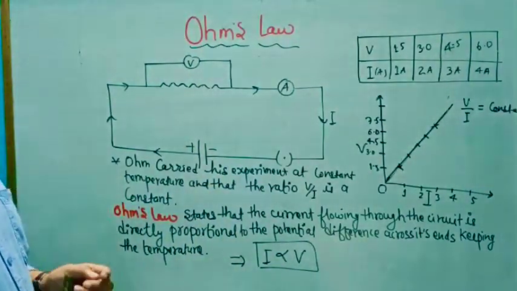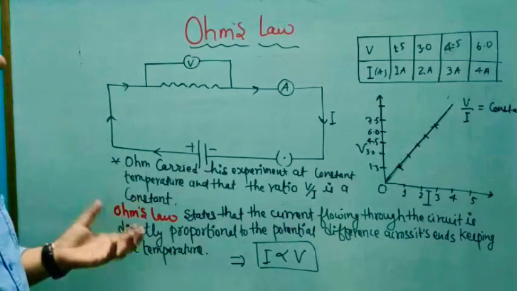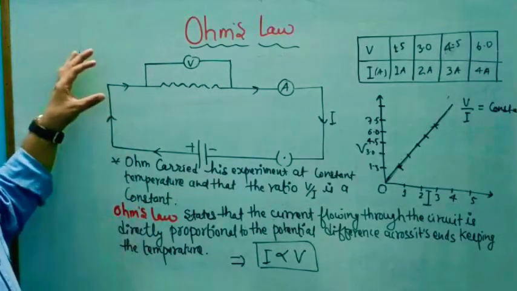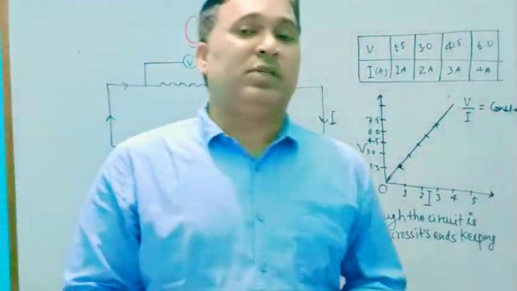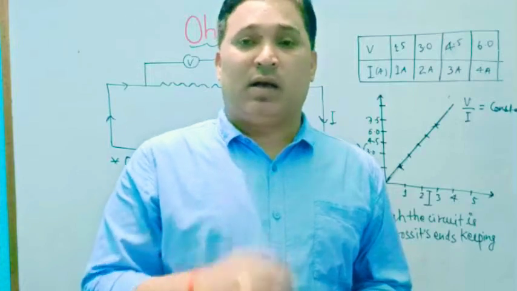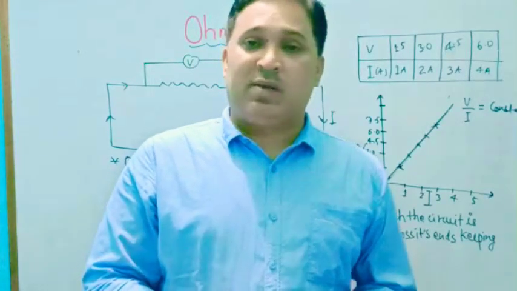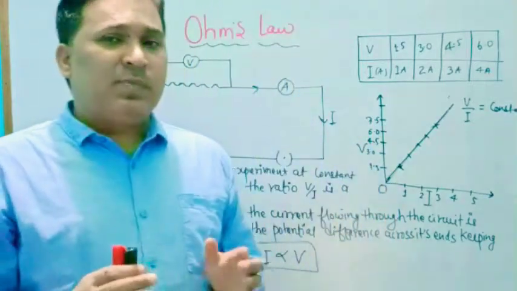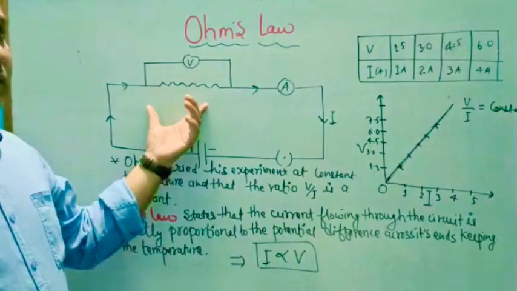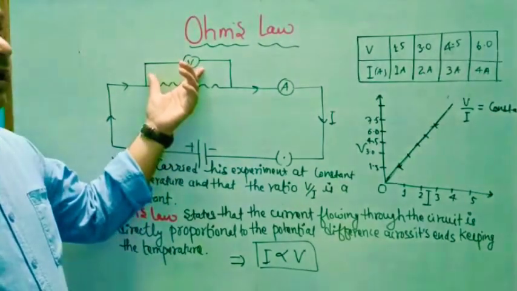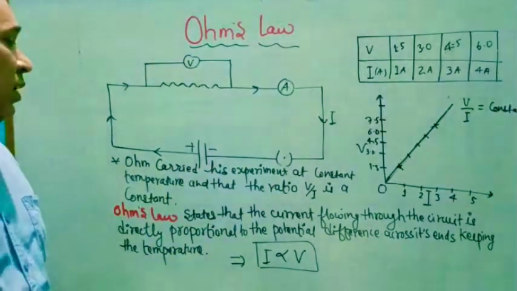Let us recap Ohm's activity as well as what Ohm's law states. Ohm carried out an experiment to establish a relation between potential difference and the current flowing through the circuit. To carry out his experiment, Ohm set up a simple experimental setup which comprises a resistance, a voltmeter, an ammeter and a cell, as well as a plug key.